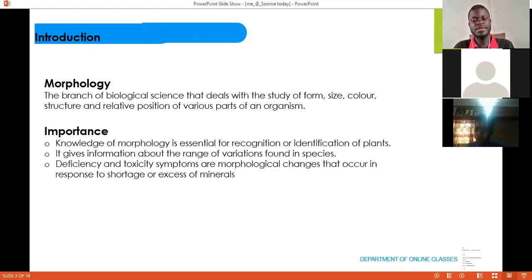All right. Now, deficiency and toxicity symptoms arise from changes that occur in the morphology of the plant in response to either shortage or excess of certain minerals. You know that the nutrients of plants are basically minerals, okay? So any change in the normal morphology of a plant is in response to whether there is excess or limiting amounts of the minerals that they have. All right. You are clear with that.